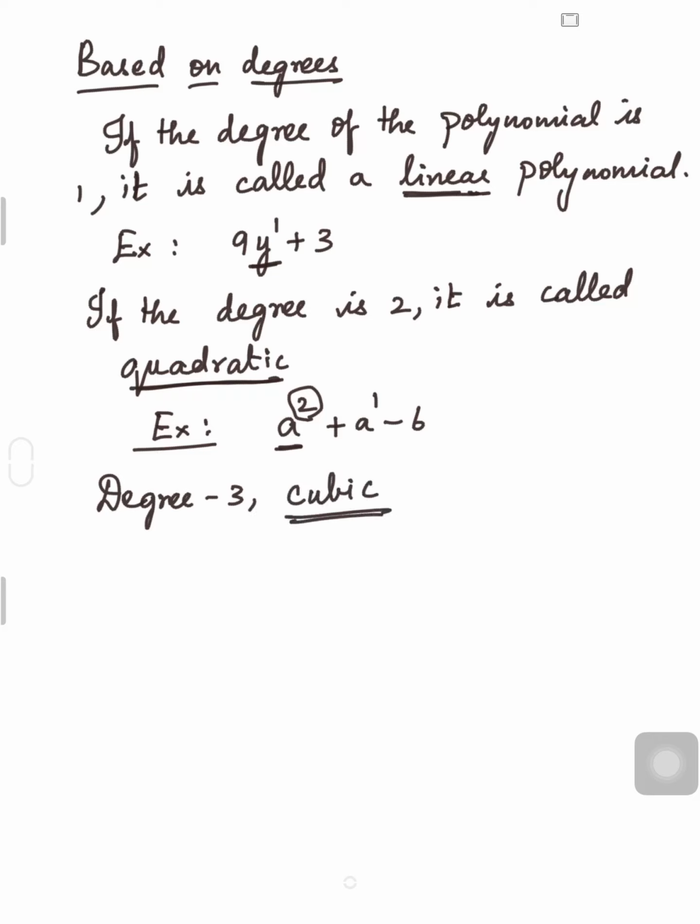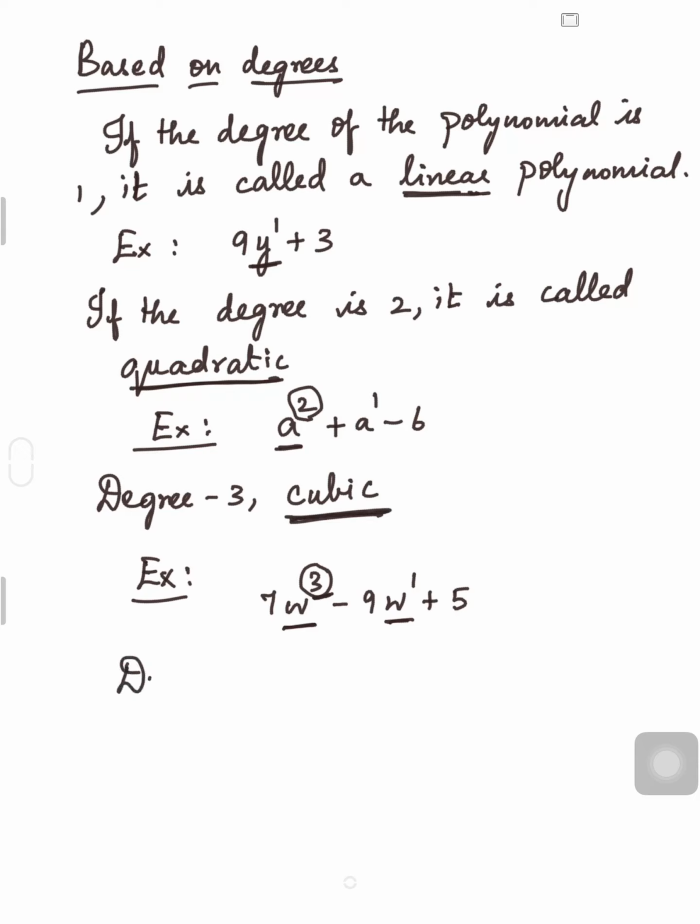If the degree is 3, you call it a cubic polynomial. For example, 7w cube minus 9w plus 5. Here the variable used is w, and here the variable power is 3 and here the variable power is 1, which is highest 3. So the degree is 3. So it is called what polynomial?